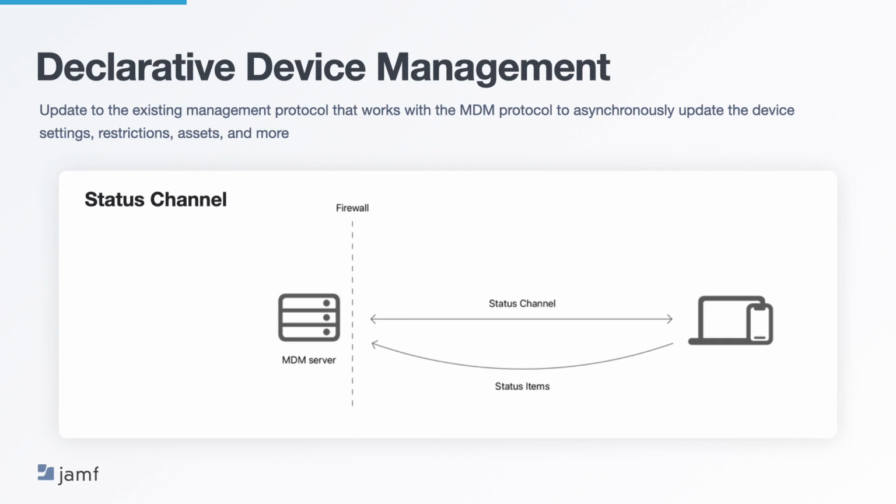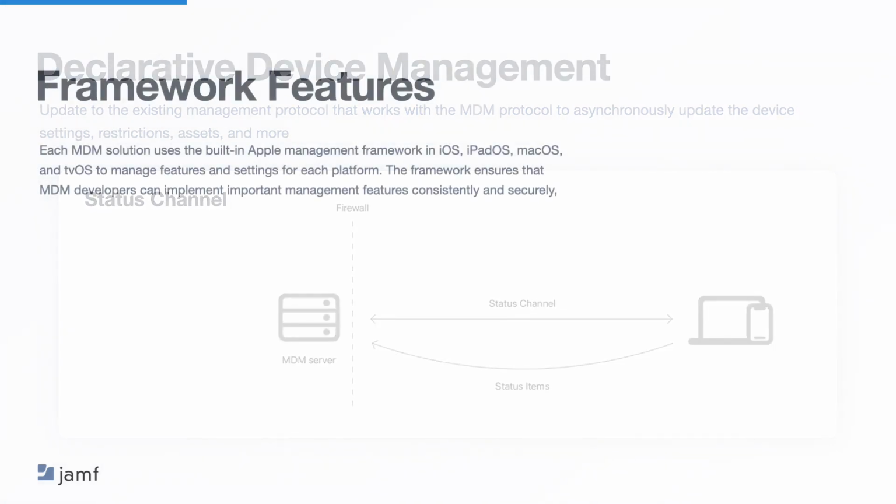As part of DDM, status channels allow devices to proactively report the status of objects like passcode compliance and MDM installed apps without constantly polling from the MDM server. The device proactively updates the server with new information about itself. The MDM server subscribes to a device status item, and the updates to the device information for this specific item are then incrementally reported back to the server.